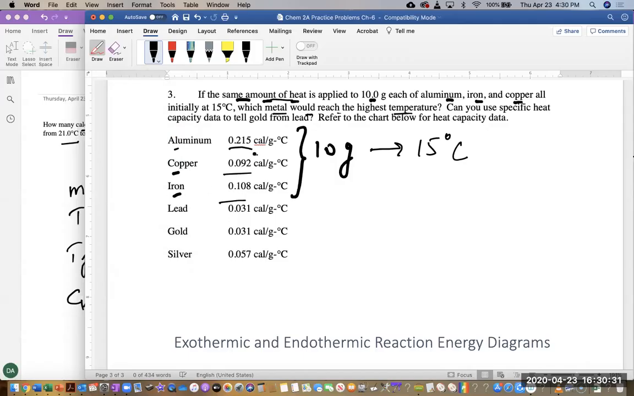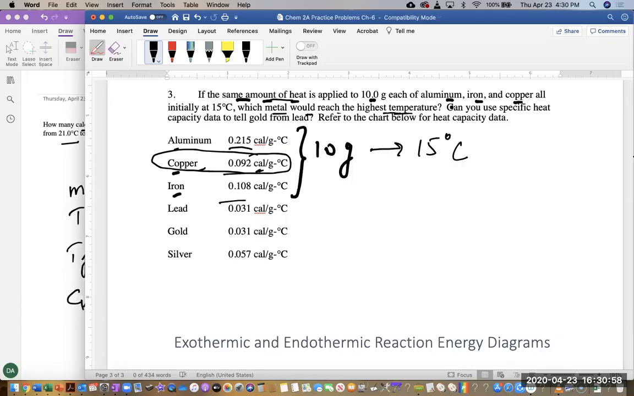You see, copper has the smallest number. That means that you need the smallest amount of heat to increase the temperature of copper. So if you apply the same amount of heat to aluminum, copper, and iron, copper's temperature is going to shoot up because its specific heat capacity is so low. Okay, so you can see how we can look at this data and tell copper is the easiest to heat, so its temperature is going to go to the highest. So that's the answer for that part.